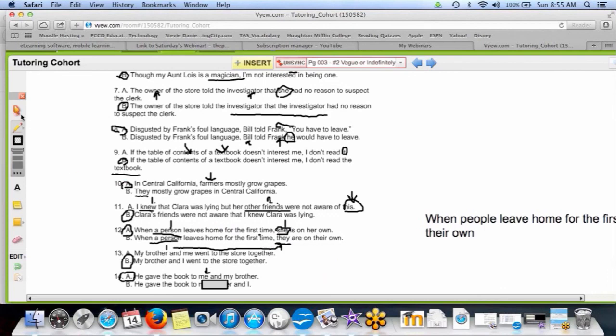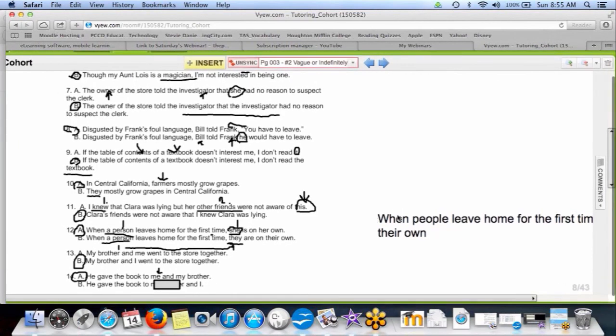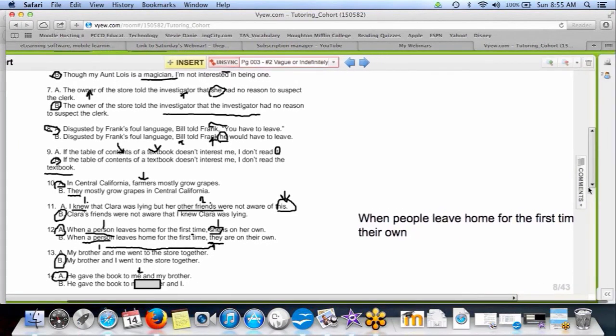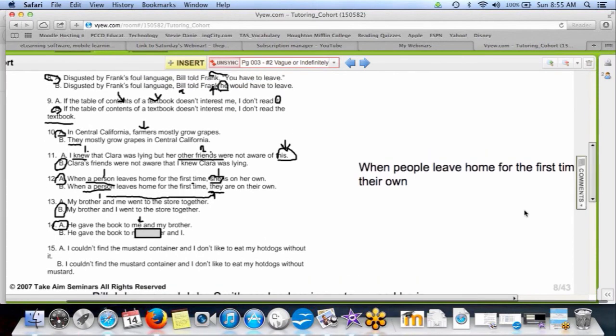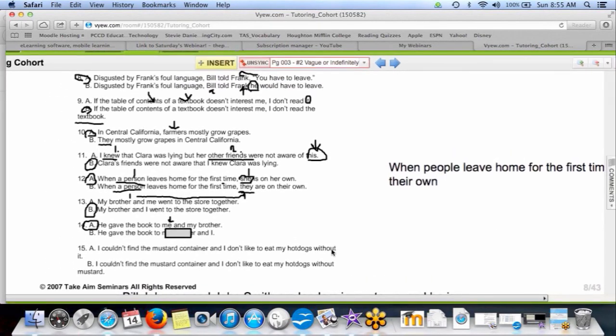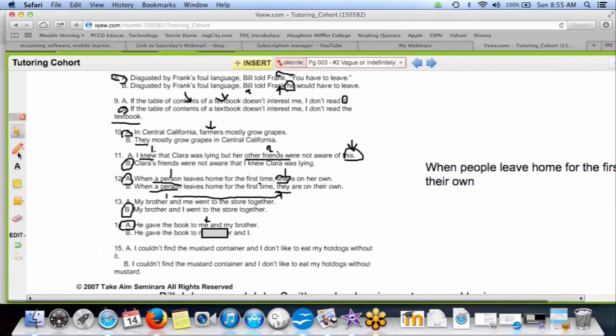Okay. And is that all we have? No. Okay, let's go down. Last one. I couldn't find the mustard container and I don't like to eat my hot dogs without it. Well, without what? What's it? You don't like to eat your hot dogs without the mustard container? That's kind of awkward. Okay. So in B, it says, I couldn't find the mustard container. I don't like to eat my hot dogs without the mustard. Well, that's more clear because here it's specific mustard.